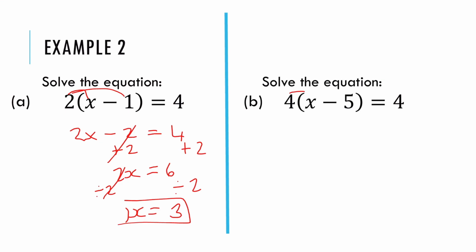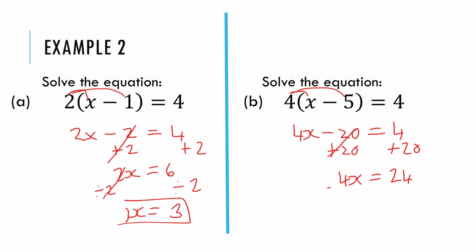Multiplying throughout by 4, 4 times x is 4x. 4 times negative 5 is negative 20, equals 4. The opposite of subtracting 20 is adding 20. That leaves me with 4x on the left-hand side. 4 plus 20 is 24. Dividing each side by 4 leaves me with x equals 24 divided by 4 is 6.